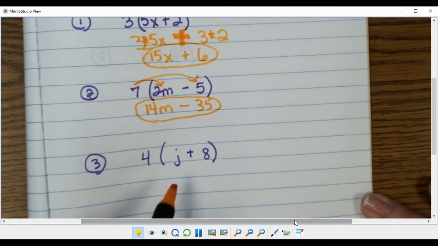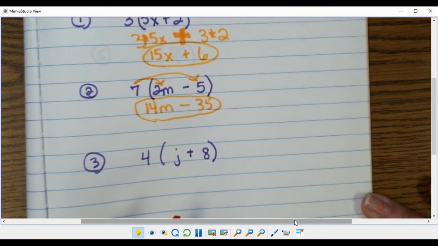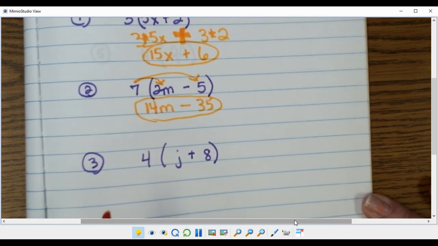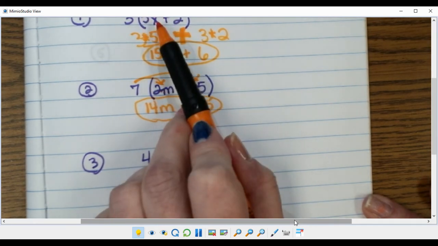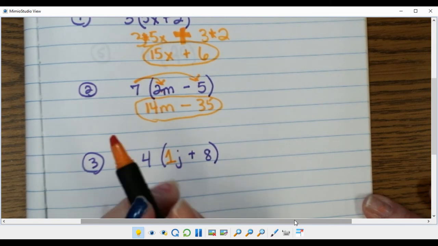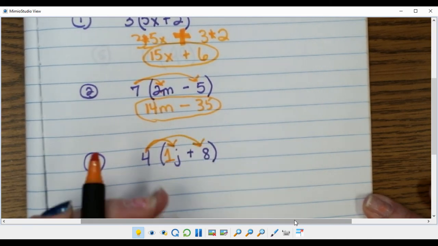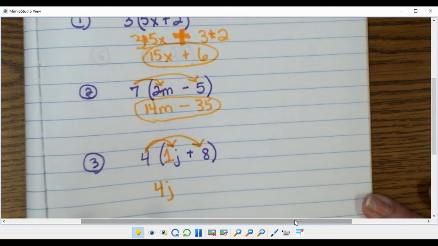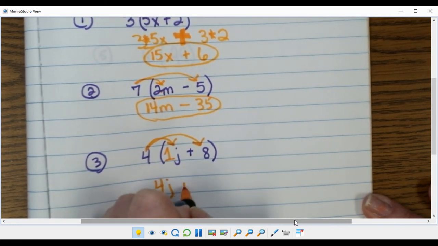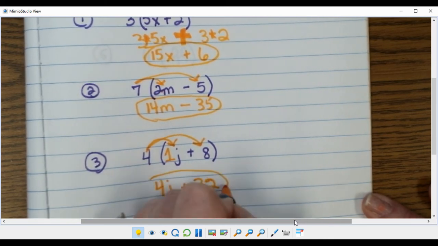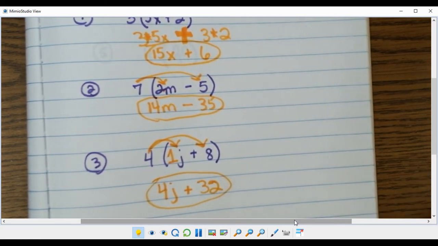Now, what happens when there's no number or no coefficient in front of the j, or the variable? There's a 1 there. It's just one of them. Up here we had 2, up here we had 5. This, just one of them. I'm still going to distribute 4 times 1j and 4 times 8. So I get 4j, keep the plus, and 4 times 8 is 32. That's it. That's my answer.